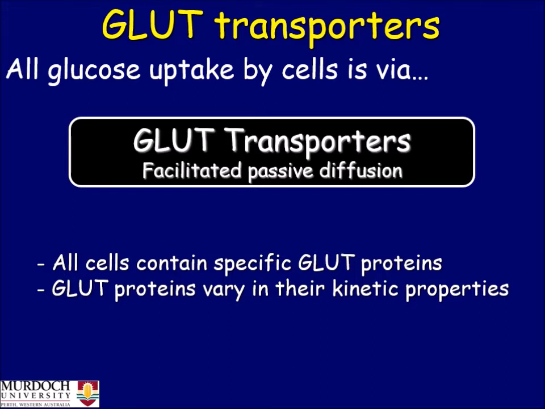Now, the next step is to transport that glucose from the blood into your cells. And this is done via facilitated passive diffusion, facilitated by your GLUT transporters. Now, these are transport proteins that exist on your cell membranes, and they are excellent at transferring glucose into your cells. But this really starts to get interesting when you look at the kinetic properties of these different GLUT proteins. I'll show you this on the next slide.